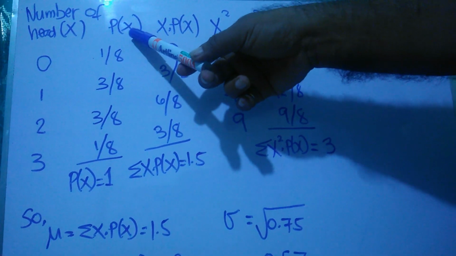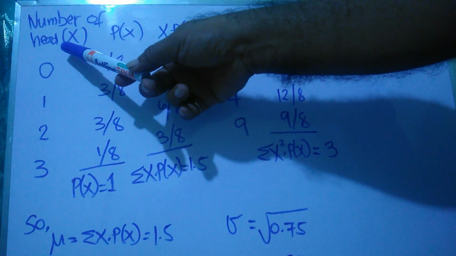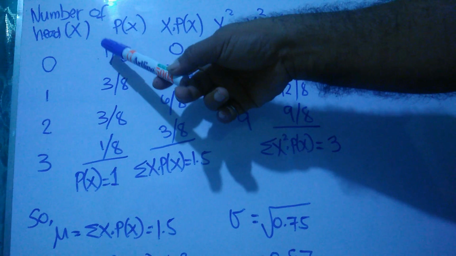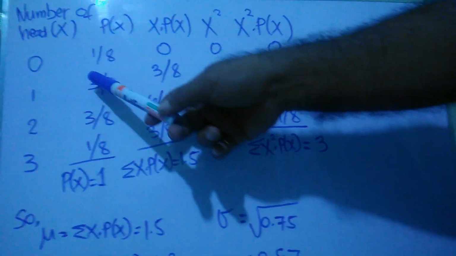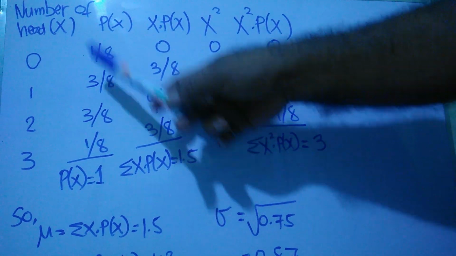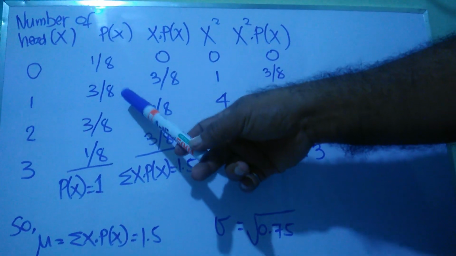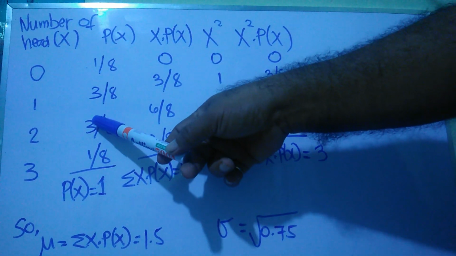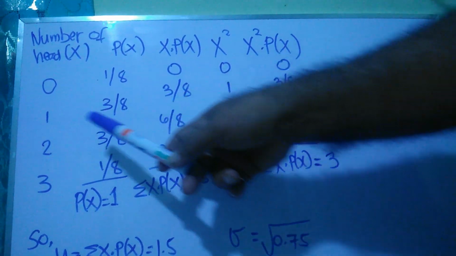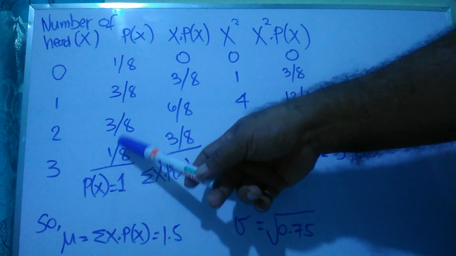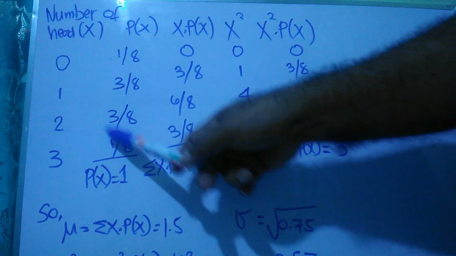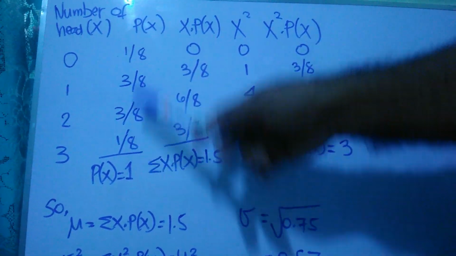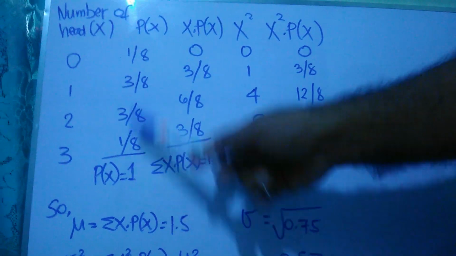The second column is the probability of x. So 1/8, meaning one outcome with 0 heads. 3/8, meaning 3 outcomes with 1 head. Then the third, 3/8, 3 outcomes with 2 heads. Last is 1/8, 1 outcome with 3 heads. So the total of the probabilities should be equal to 1.